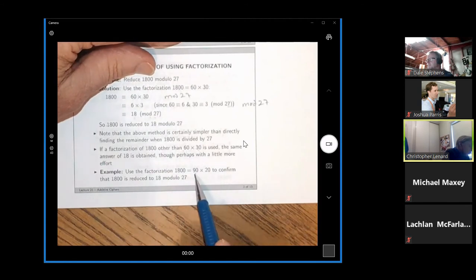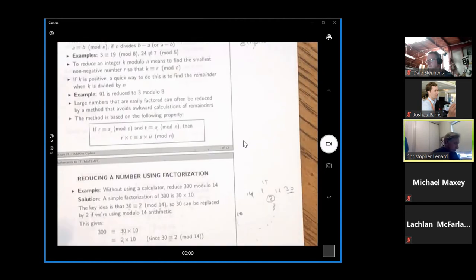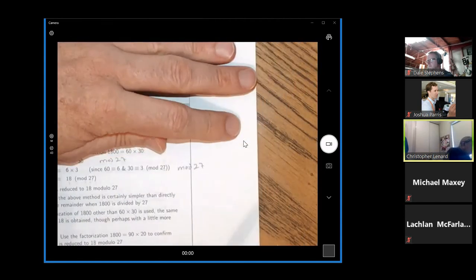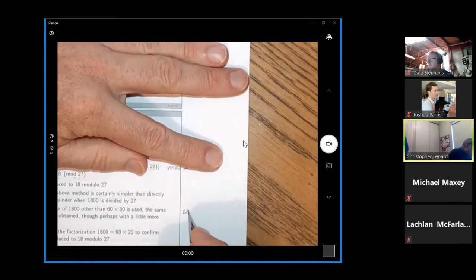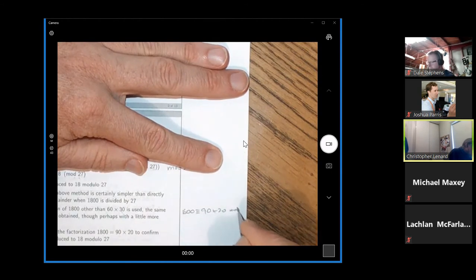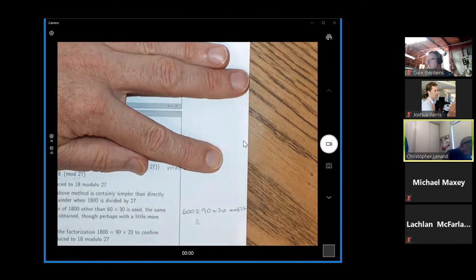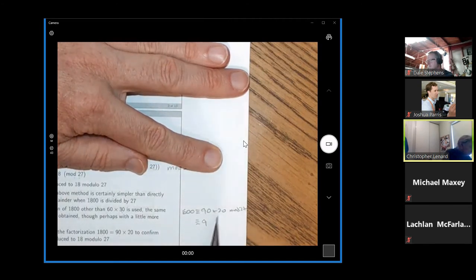Instead of 60 times 30, suppose you saw that 1800 is 90 times 20. Well, in that case, you've got 1800 is congruent to 90 times 20 in the mod 27 system, and that's congruent to, let's see, now I've got to do a little bit of arithmetic myself. 3 times 27 is 81. So that's 9. Okay, I'll leave you to check that 90 and 9 are congruent to each other in the 27 system.